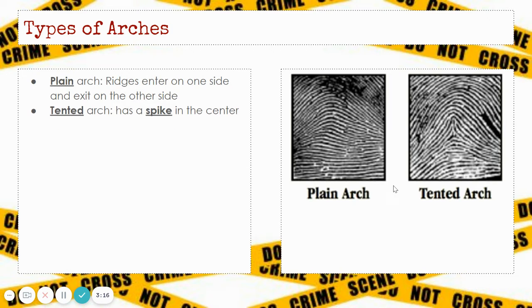There are different types of arches. So a plain arch is when the ridges enter on one side and exit on the other, right? So again, enters the left, rises, exits the right side. Just a kind of a slow rise in the center. A tented arch has a sort of spike in the center. So it looks like kind of a delta almost in the center here. So it's still entering the left, exiting the right, but it has this high tented kind of arch spike pattern in the center.